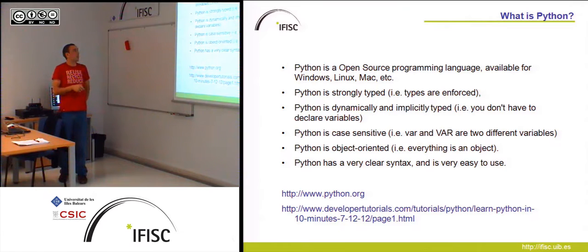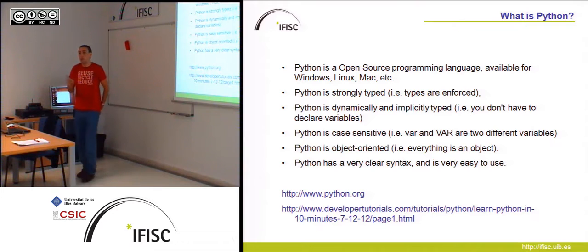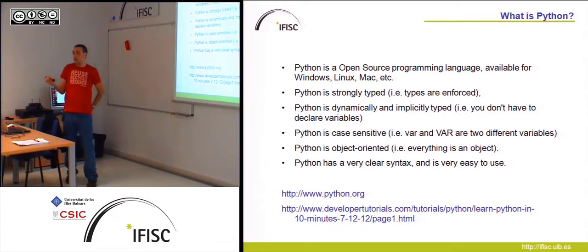It's dynamically and implicitly typed. Dynamically means that you don't have to define all the variables at the beginning of your program. You can define them wherever you need them. And implicitly typed means that the variables will take the type of the first definition. If you define a equal 1, a is an integer. If you define a equal 1.0, a is a floating point number.